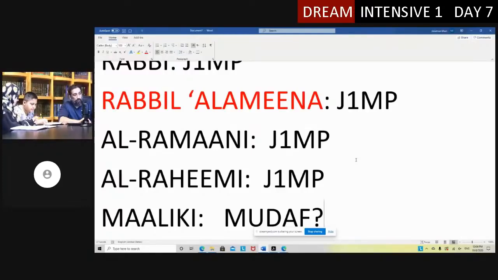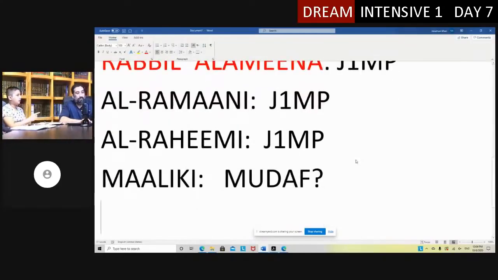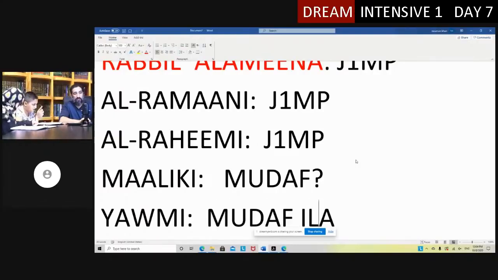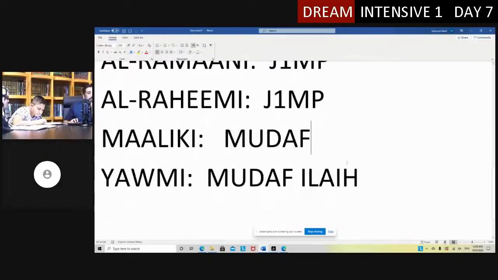Do you know why I got mudaf? Because Maliki is light and doesn't have al. How do we prove it? It has a mudaf ilayh. Yomi, does it have? Yeah, that's jar, which means that this is definitely a mudaf ilayh. Which means I can take my question mark off. So Maliki is mudaf and Yomi is mudaf ilayh.